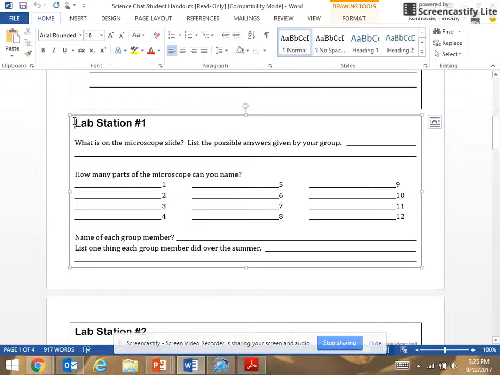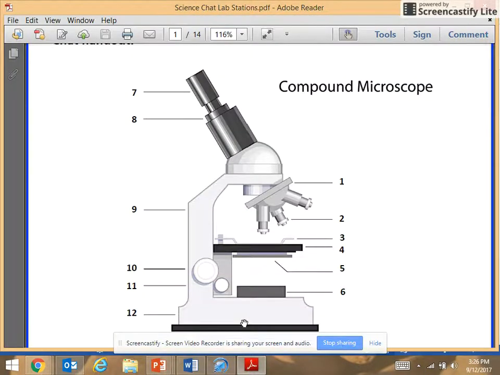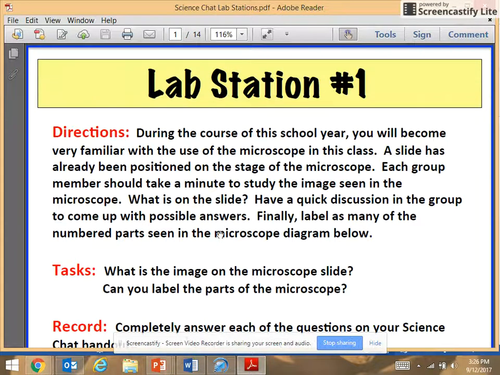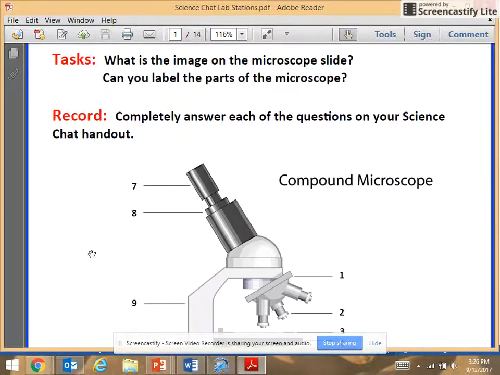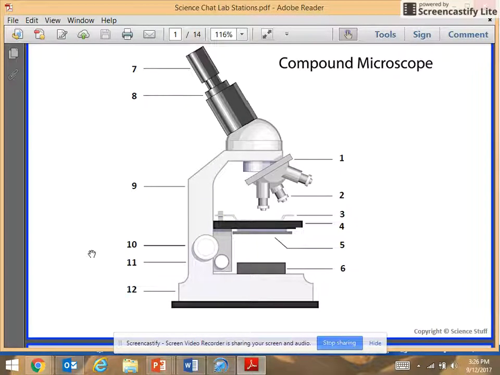So station 1 was all about microscopes, which I've come to understand many of you have not had much experience with, and that is totally fine. Your goal here was to just work with the group, study the images on the microscope, and take a guess at what was on the slide. So come up with possible answers as a group. And then as a group, could you label any parts of the microscope? And that picture looked like this.